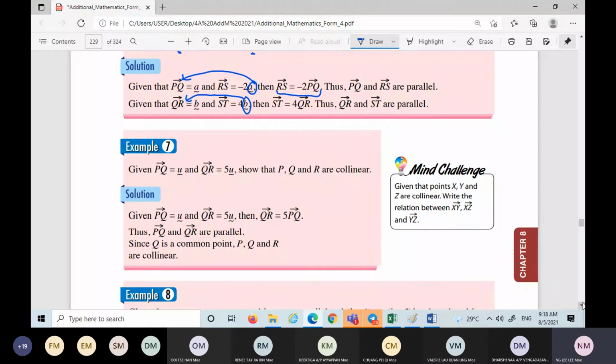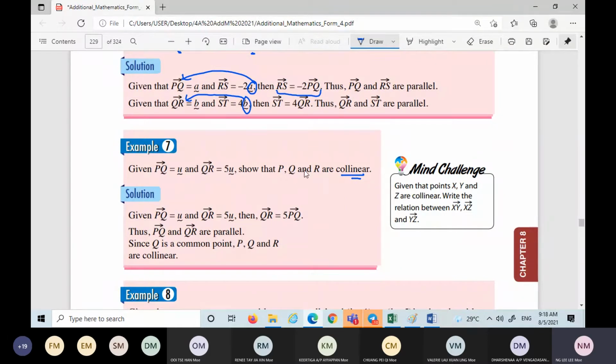Now we look at example 7. Example 7 is the one with collinear. How do you prove it is collinear? You just have to write all this out. PQ is u, QR is 5u. Show that P, Q, R are collinear.